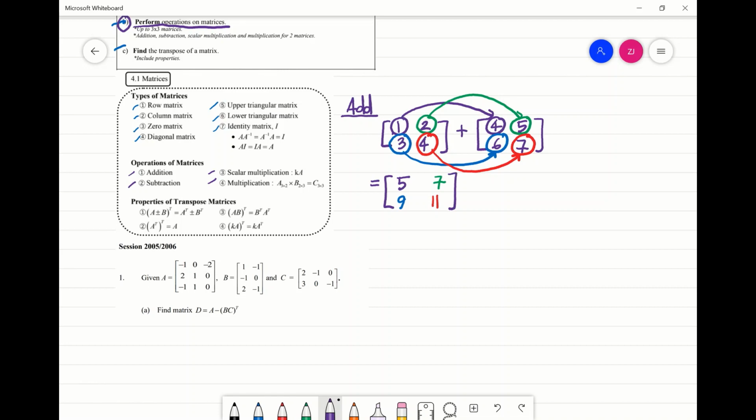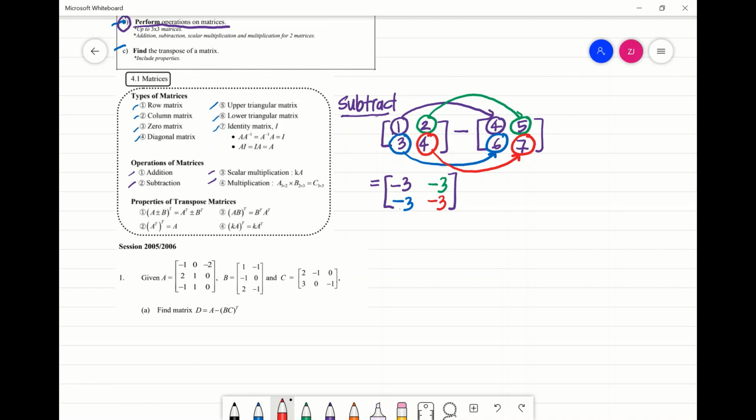If you need to perform subtraction, it's going to be the same. So now I'm going to change this to minus, and we get rid of all the elements here. We change it to subtraction, so again, we do the same. Here 1 minus 4 will give us negative 3, and then 2 minus 5 will give us negative 3, and then 3 minus 6 will give us negative 3. Then 4 minus 7 will also give us negative 3.